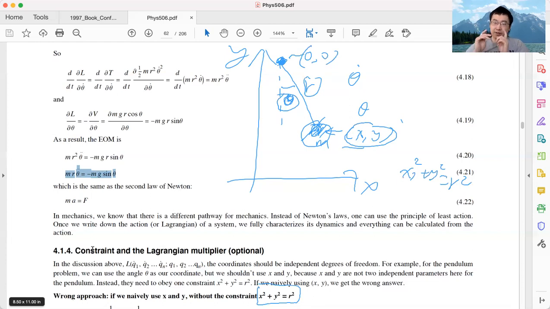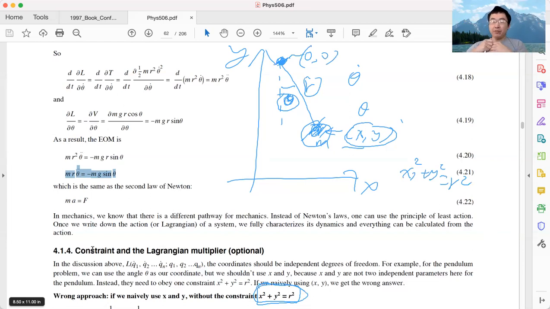In other words, x and y are not independent degrees of freedom. If I know x, y is already fixed. If I know y, x is already fixed because the distance of my point mass to the other end of my pendulum needs to be r. Okay, so this xy coordinate is a so-called coordinate with a constraint, and the constraint is x squared plus y squared needs to equal r squared, which means the rod length is r, it cannot change.